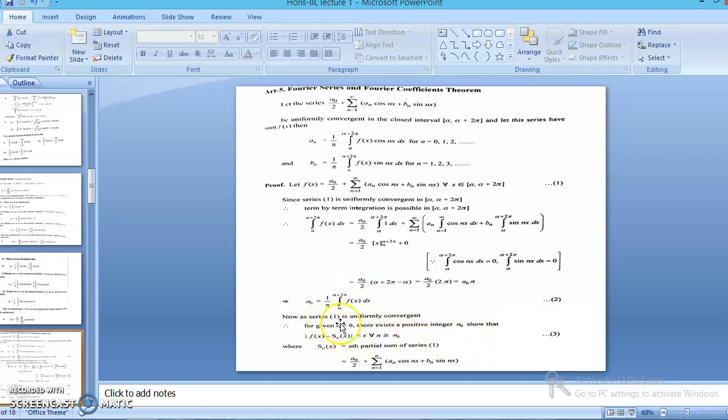Then again we take the concept of uniformly convergent. This is the definition of uniform convergence, where Sn is the nth partial sum of the series. Nth partial sum means the sum of the first n terms of the series.